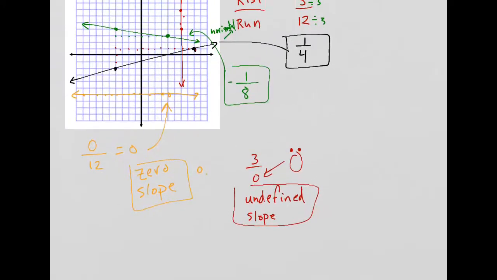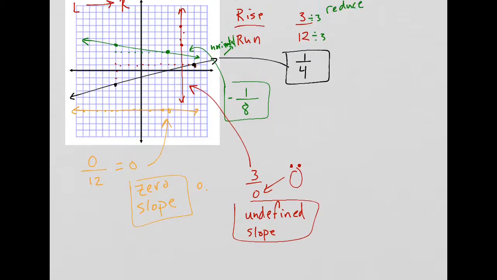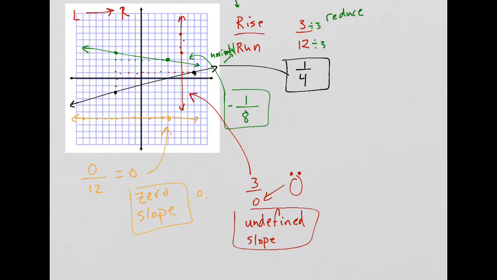So for vertical lines, it's an undefined slope. For horizontal lines, it's a 0 slope. And you can think about it by just looking at rise over run.